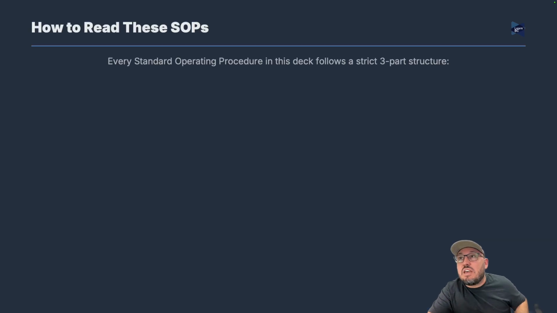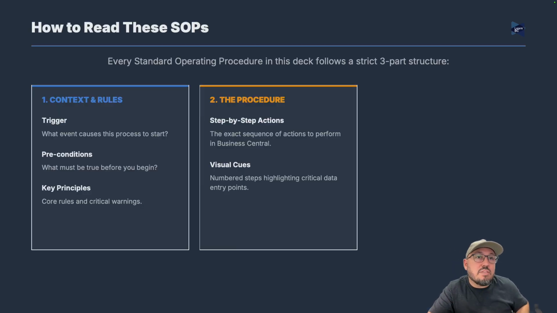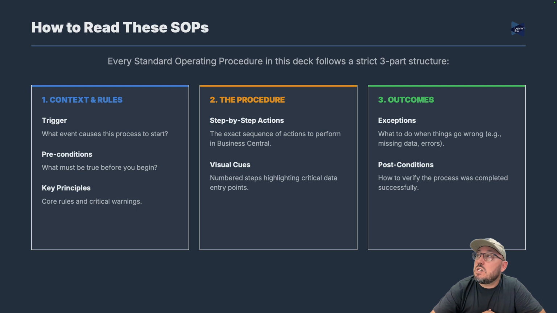Now, with each of our videos, we like to take you through three things. Number one, the context and the rules. What's the trigger, the preconditions, and the key principles that you need to know. And then we step through the SOP, the procedure, step, and we give you a visual demo. We then talk outcomes. What happens if it goes wrong, potentially, and what would it look like if it goes right?